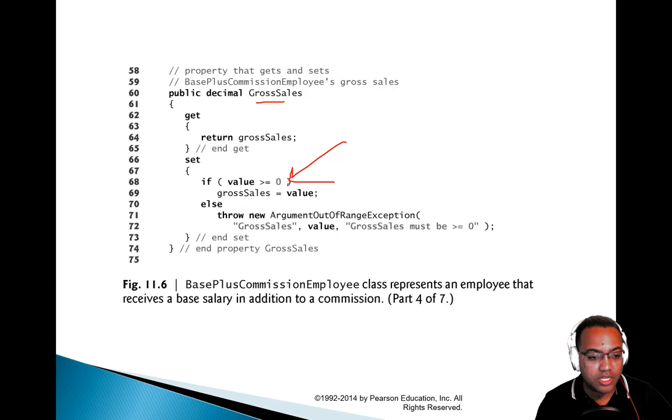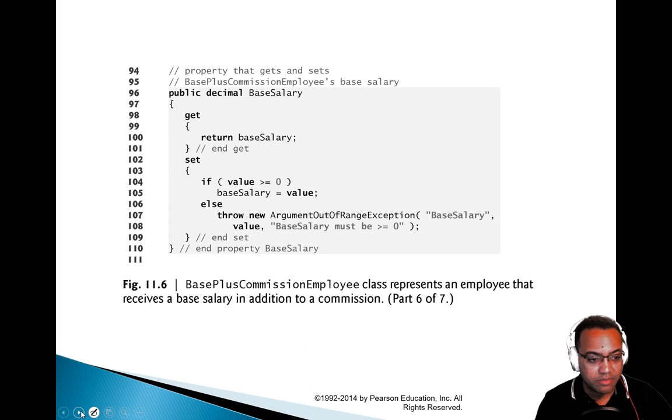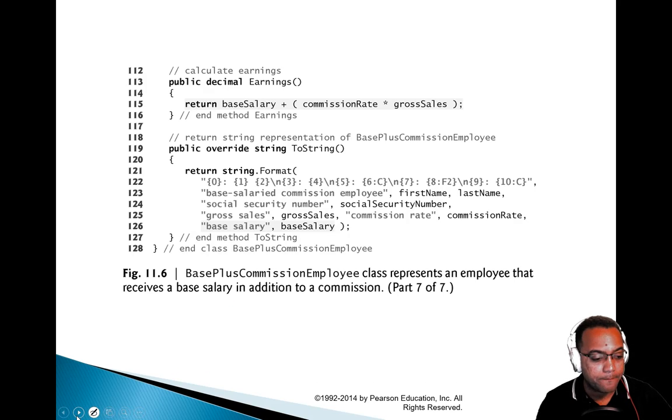If gross sales is greater than or equal to 0, then do it. If it's less than 0, you need to throw an error. Same thing with commission rate. Throw an error if it's outside of the scope, if it's less than 0 or greater than 1. And then base salary is the same. It can't be less than 0. And then here you have the earnings method, which multiplies the commission rate by the gross sales and then adds it to base salary and then returns.